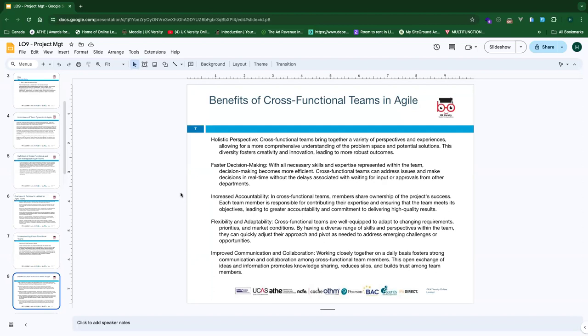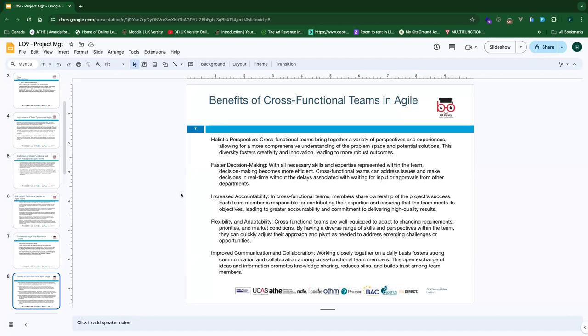So faster decision making: with all necessary skills and expertise represented within the team, decision making becomes more efficient. Cross-functional teams can address issues and make decisions in real time without delays associated with waiting for input or approvals from other departments. That's what that's about. Increased accountability. So every member is accountable for everything, whether the project succeeds or whether the project doesn't. So yeah, that's what that is about.